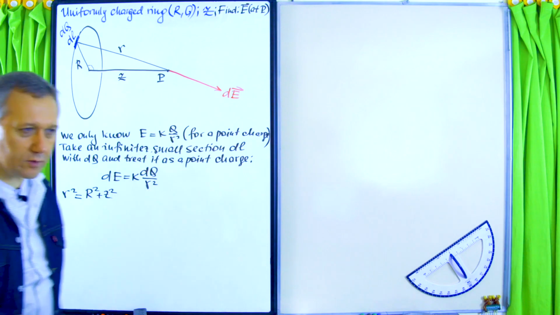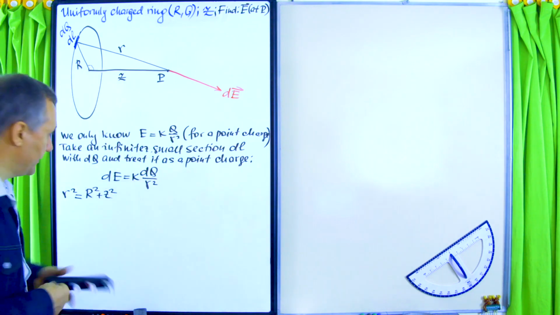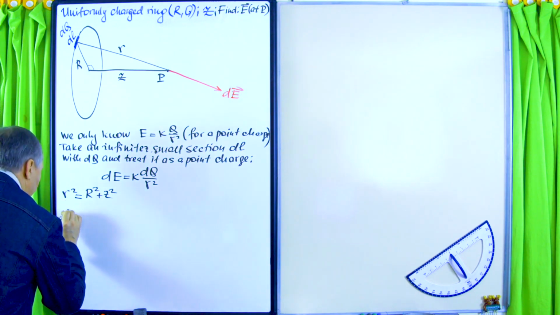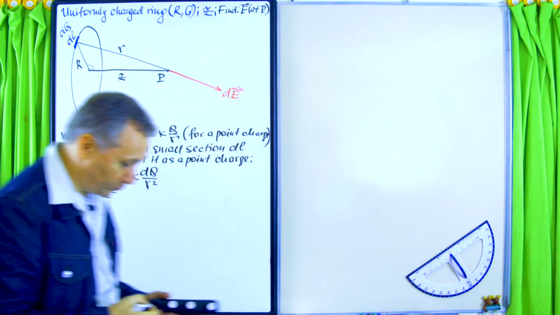Okay, so done with this. k is just a universal constant. We cannot do anything with that. We just know that constant. Now, dq. We need to write it in terms of what is given.